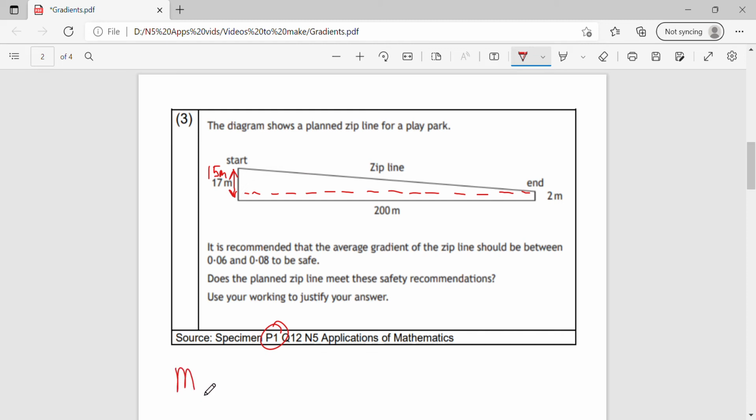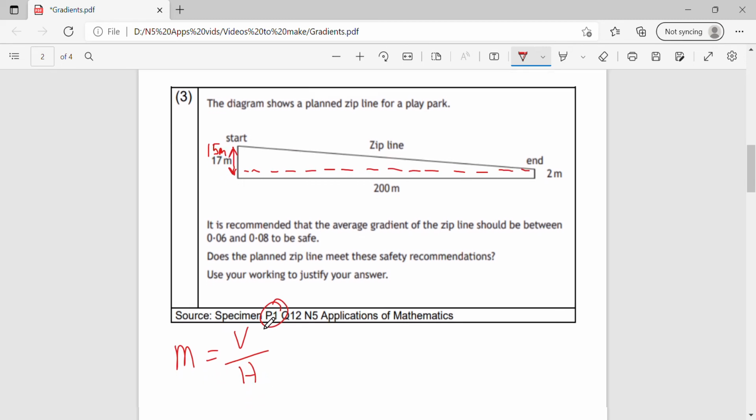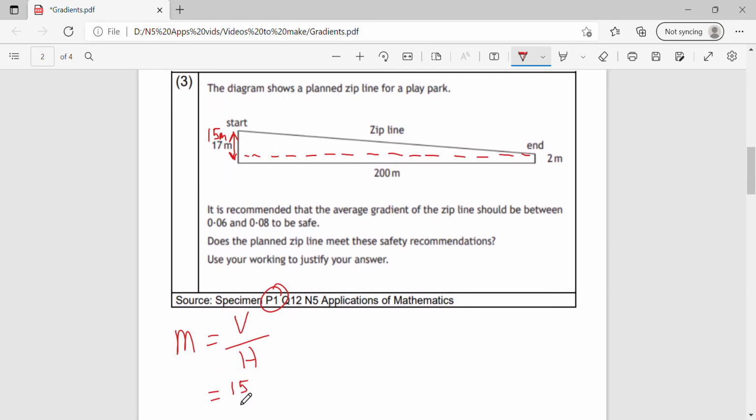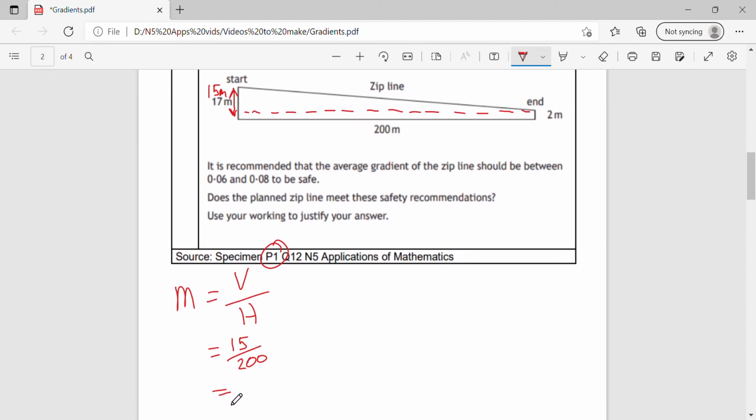So gradient is vertical over horizontal. Vertical is 15 metres and the bottom is 200. That's also obviously in metres, so we don't need to do anything with that. If we simplify that down by dividing both by 5, we get 3 over 40.